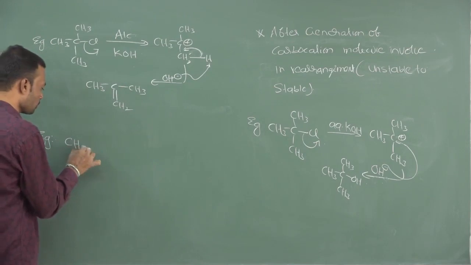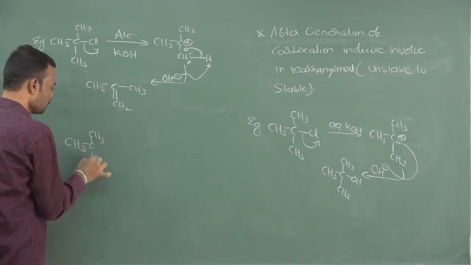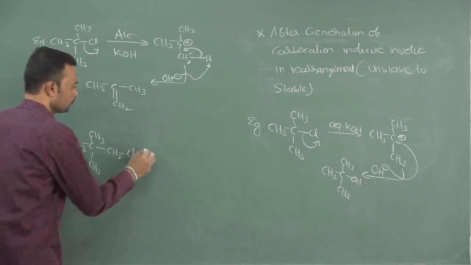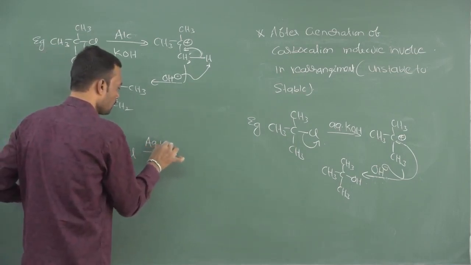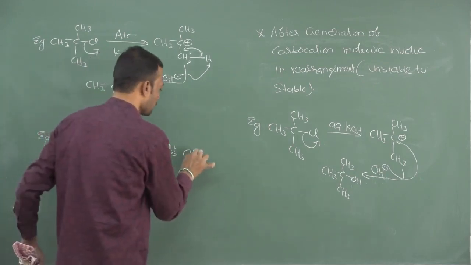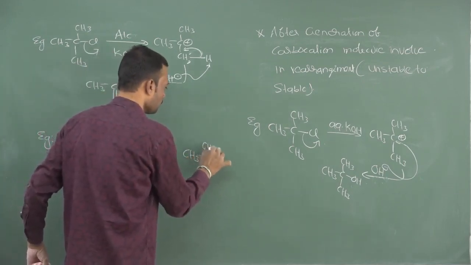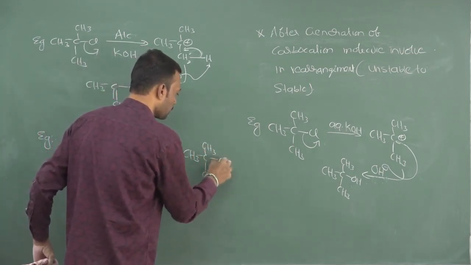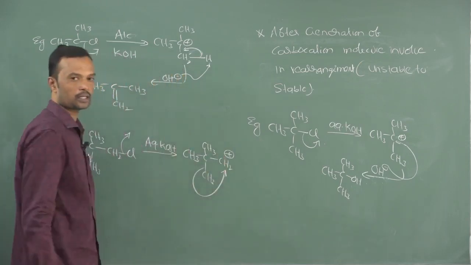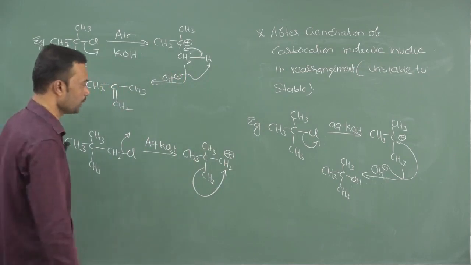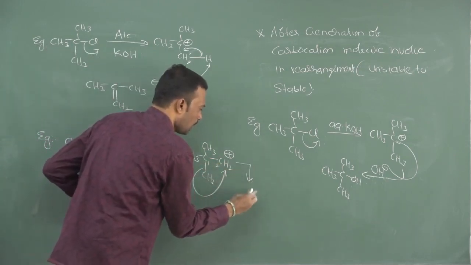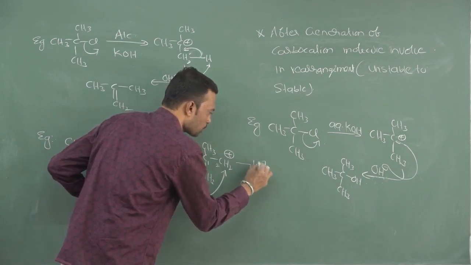Now, I am using one more. This is CH3, CH3, CH2Cl. Now, aqueous potassium hydroxide. Remove this chlorine and you will get a carbocation. After getting the carbocation, now see this methyl migrates from here to here. Why is migration taking place? See why rearrangement is taking place here. This is 1 and this is 2. After rearrangement we can say 1,2.